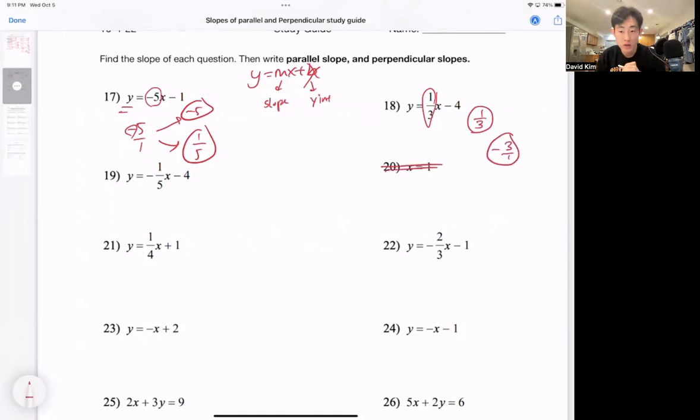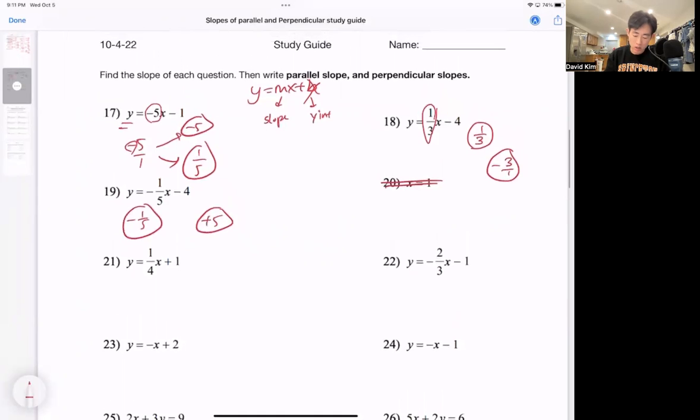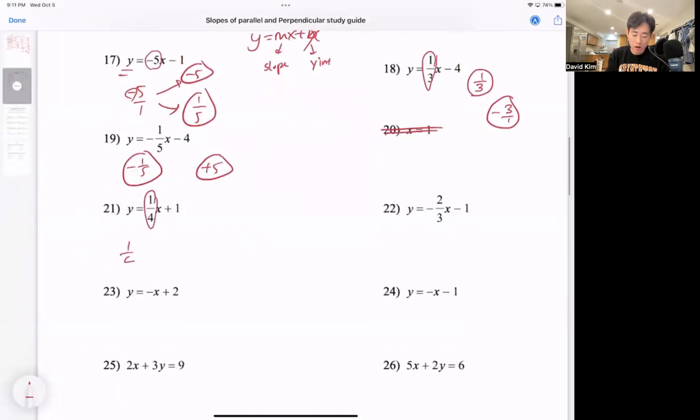This one at number 20, I asked you to skip. Number 19, the parallel slope will be negative 1 over 5th. The same thing. Perpendicular will be positive 5. Slope here is 1 over 4. So the parallel slope will be 1 over 4. Perpendicular should be 4 over 1, but it's going to be negative sign.